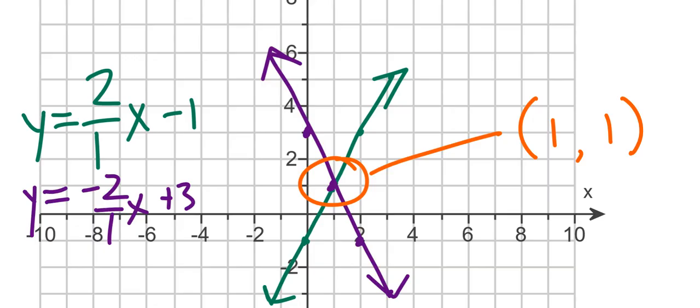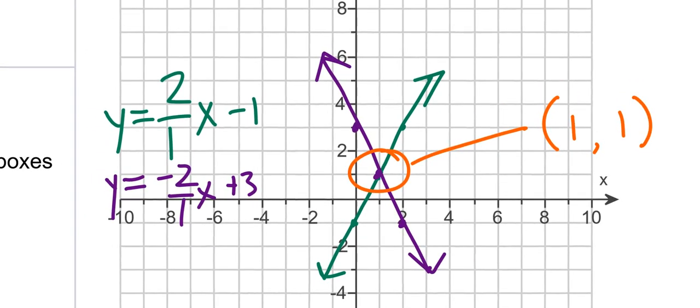Rulers, yes. So, your positive 2 and your negative 2 slope would have looked like that. Any questions about this one before we move on to the next one?